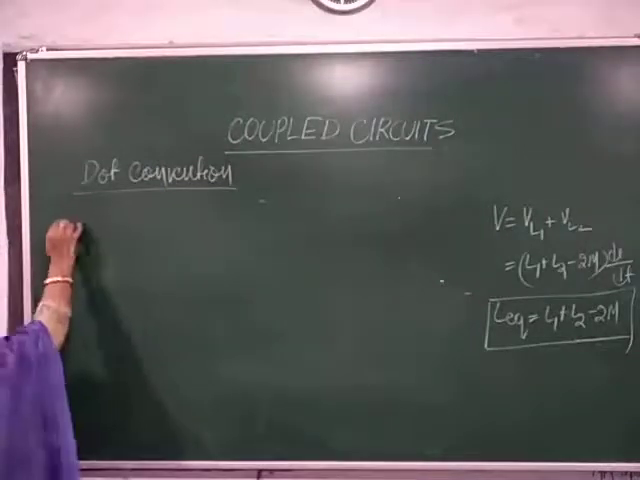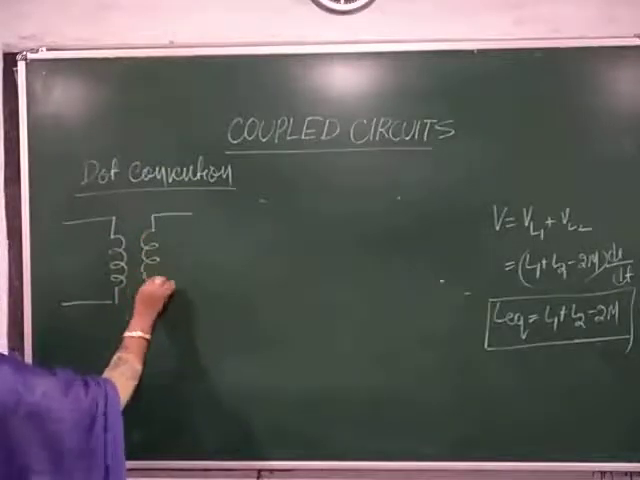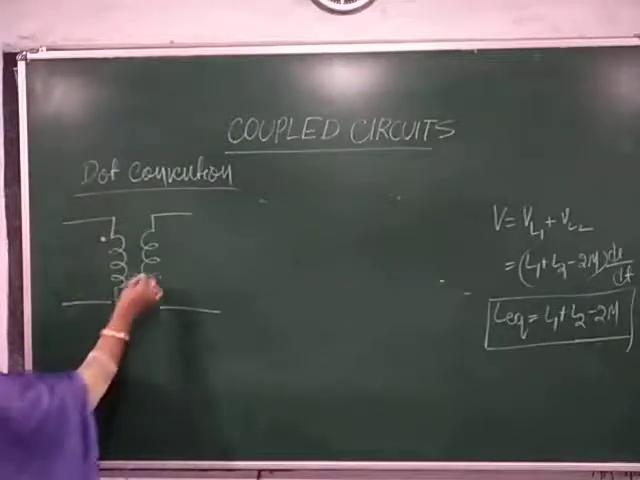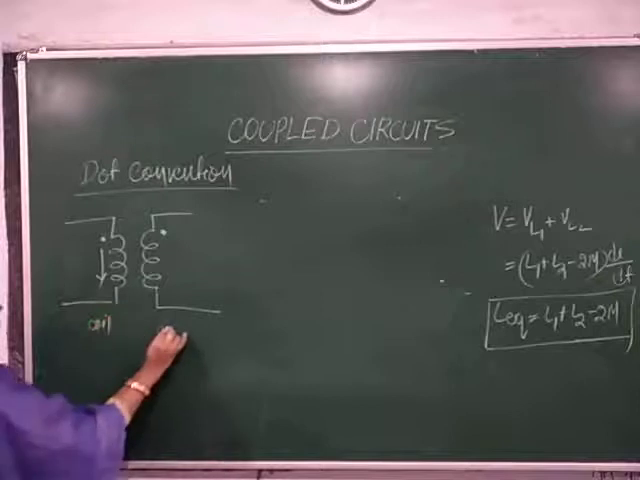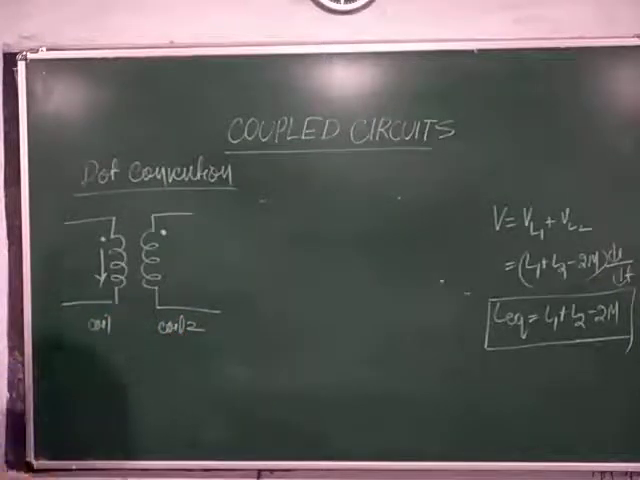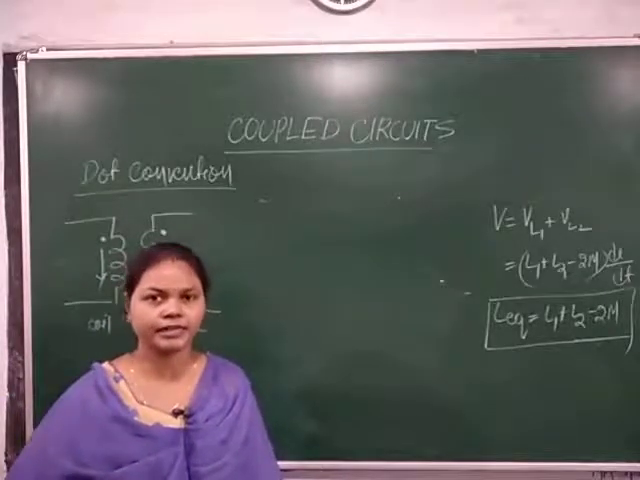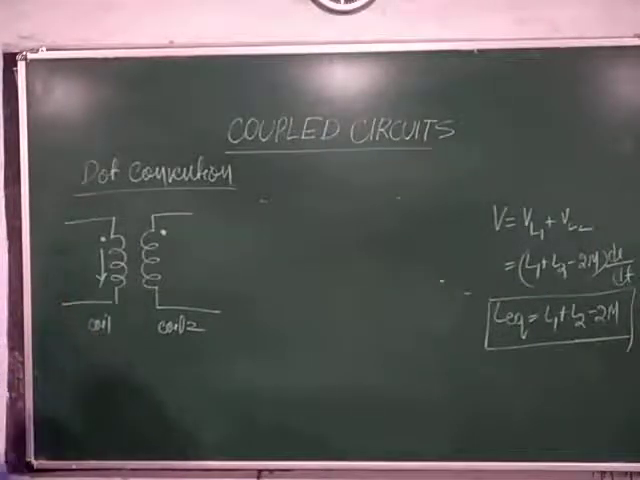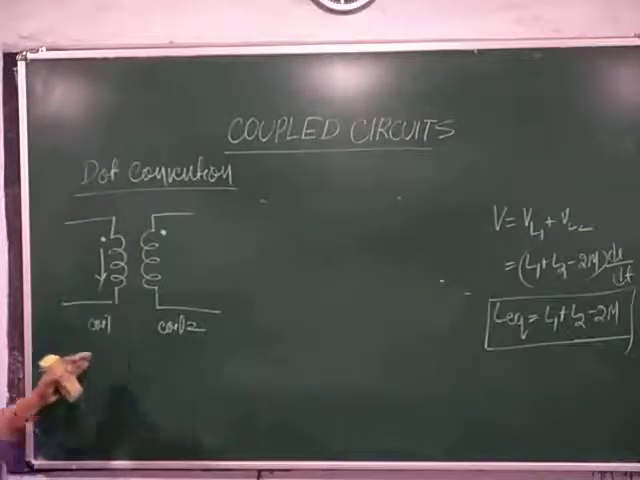Suppose I place two coils nearer to each other. Suppose the dot is present here, and in this case the dot is present here. The current flowing through this is coil 1, this is coil 2. The first example we have taken is the conductively series coupled circuit. Here I have taken the example of an inductively coupled circuit.